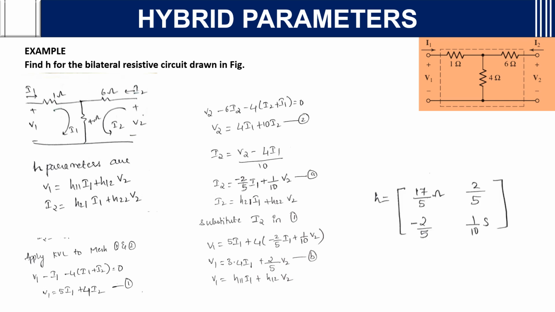Finally, you will write in this way. H11 is in ohms. You know that, you get it from the V by I form. So 17 by 5 ohms you will write. Here it is the current gain, so minus 2 by 5. Voltage gain 2 by 5. So there will be no units. For the last one it is admittance, 1 by 10, and you mention the unit, siemens. So you need to mention the units also. Why? Because these are hybrid parameters, different kinds of units are there. So please do check it.